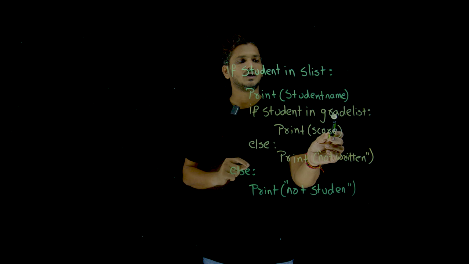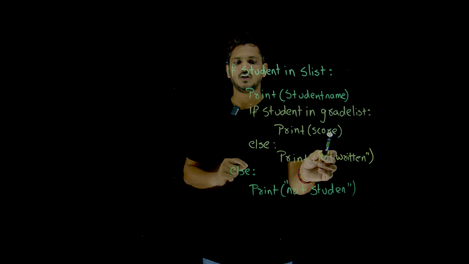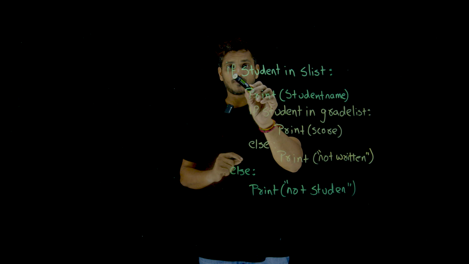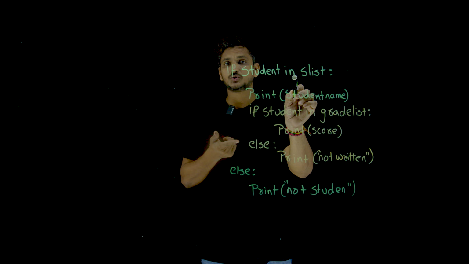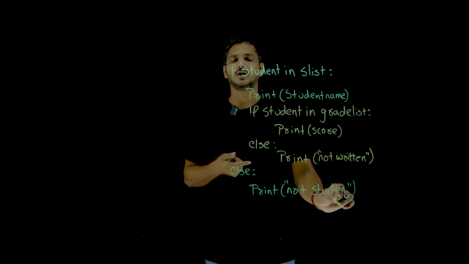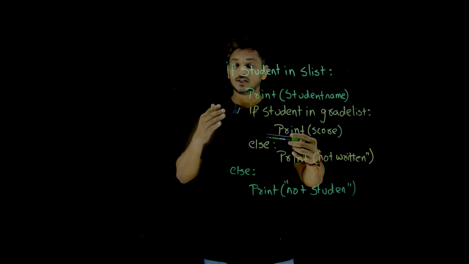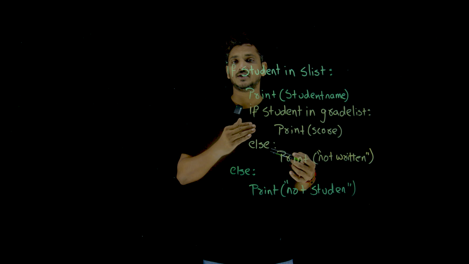If student in grades list, then print his score. Otherwise, print not written the exam. In the first if condition, if he is not a student, else print not a student. This is the importance of if inside the if condition, nested if condition.